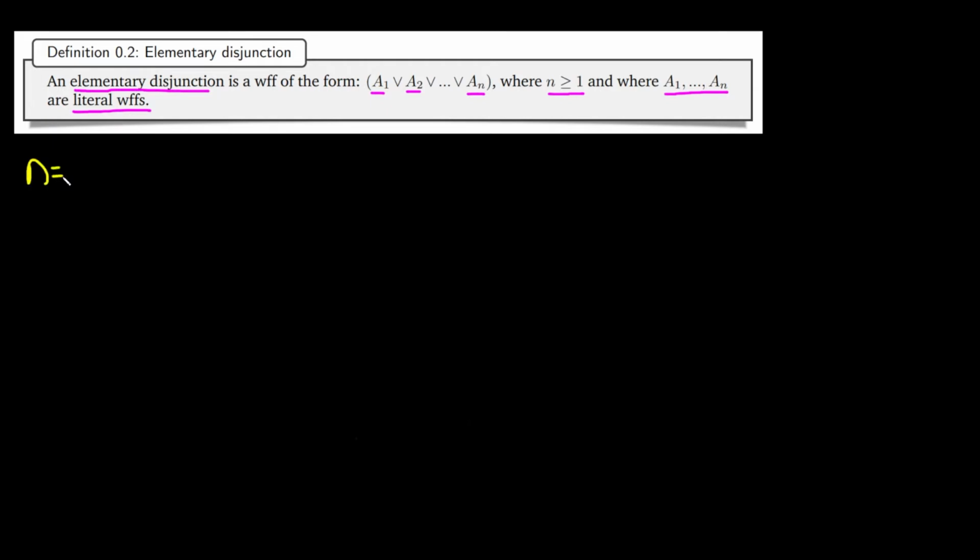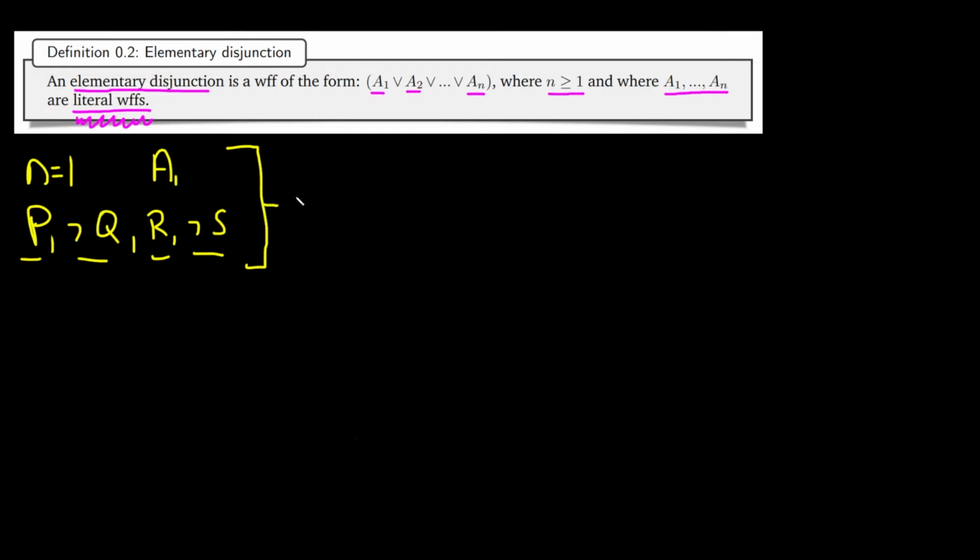Let's start with cases where n is equal to 1. That is, we're simply looking at a formula that is just a sub 1. It doesn't necessarily need to be a disjunction. In order for a formula to be an elementary disjunction, it needs, as the definition states, to be a literal well-formed formula. So P, not Q, R, not S, all of these formulas, which are literal well-formed formulas, are also elementary disjunctions. In short, single propositions can be elementary disjunctions, even though they are not disjunctions, provided they are literal well-formed formulas.